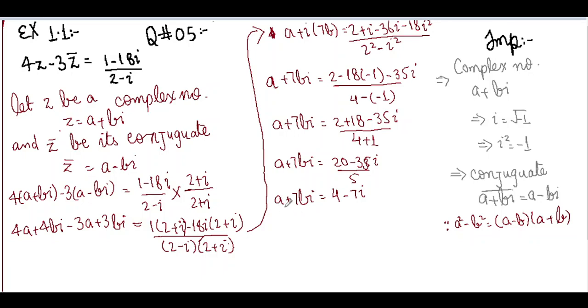Now the real part of left hand side equals the real part in the right hand side, and imaginary part of left hand side equals imaginary part in the right hand side, so we get a equals 4 and 7b equals minus 7 and b equals minus 1. So a is 4 and b is -1. Now we are going to find z. Z equals a plus b iota, and a is 4 and b is -1, so minus iota. This is our final answer.